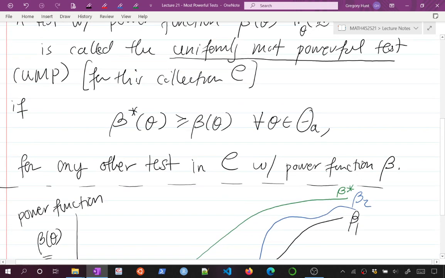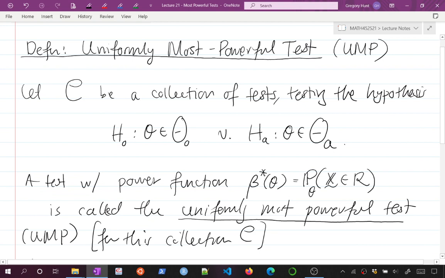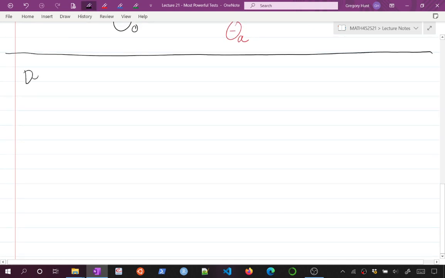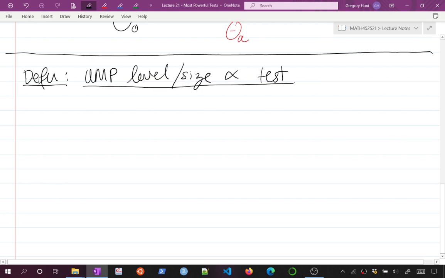So we defined it in terms of some collection of tests, some C. And we didn't say what collection, right? Typically, and what we're going to look at, let's define the UMP level or size alpha test. Typically, we're going to consider our collection, our capital C, to be the set of all either level alpha tests or size alpha tests.